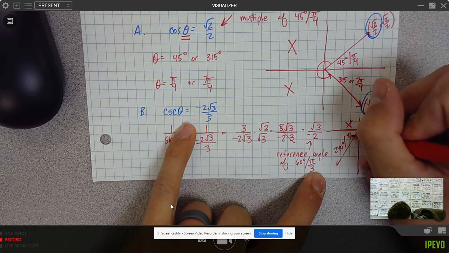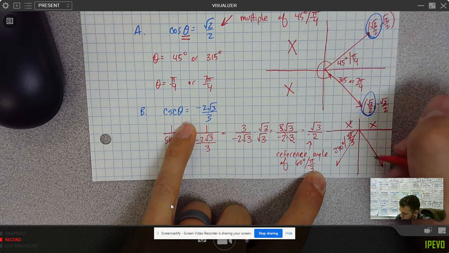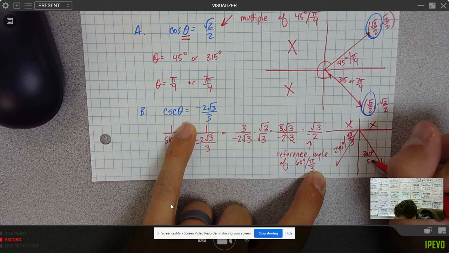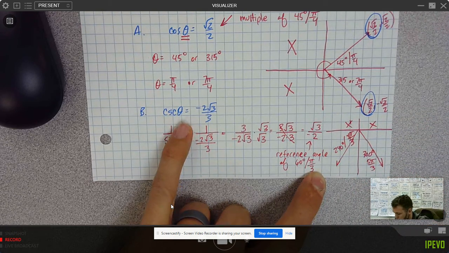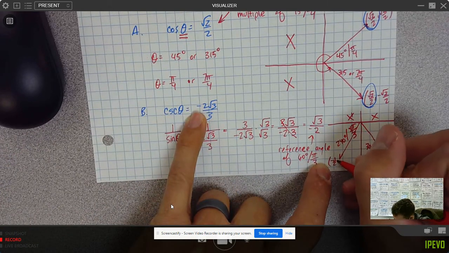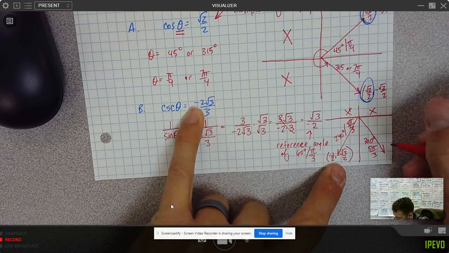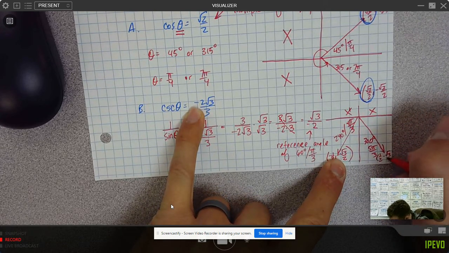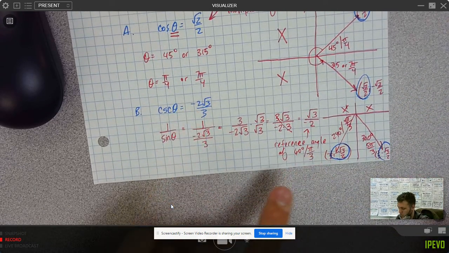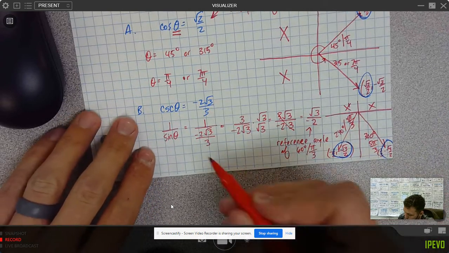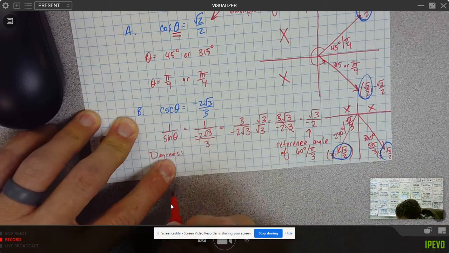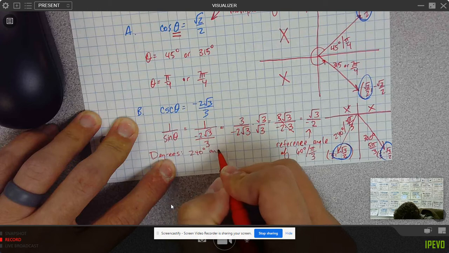So remember our coordinates are negative 1/2, negative square root of 3 over 2. And here our coordinates are positive 1/2, negative square root of 3 over 2. Once again, all we really care about are the y values, because we know the y values are associated with sine. And so our solutions in degrees are going to be 240 and 300. And in radians, it's going to be 4 pi over 3 and 5 pi over 3. Okay. All right, guys, that's it for today.